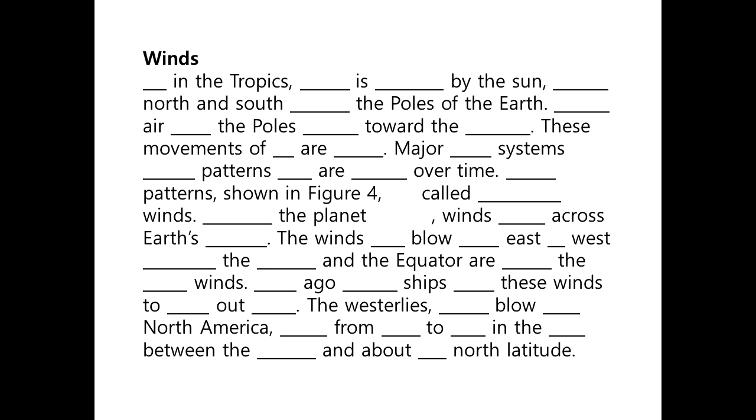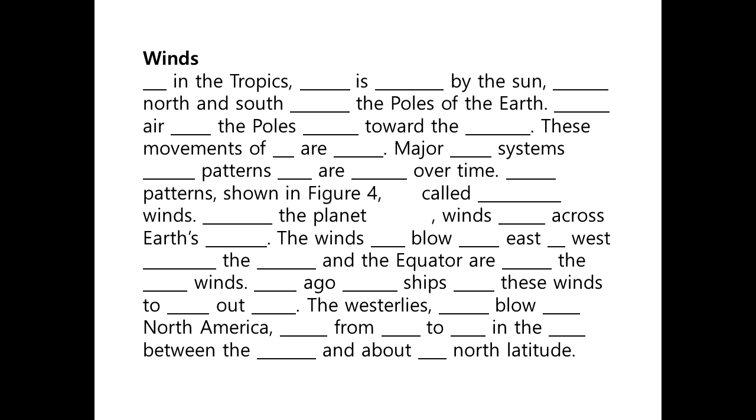Winds. Air in the tropics, which is warmed by the sun, moves north and south toward the poles of the Earth. Colder air from the poles moves toward the equator. These movements of air are winds. Major wind systems follow patterns that are similar over time. These patterns, shown in Figure 4, are called prevailing winds.